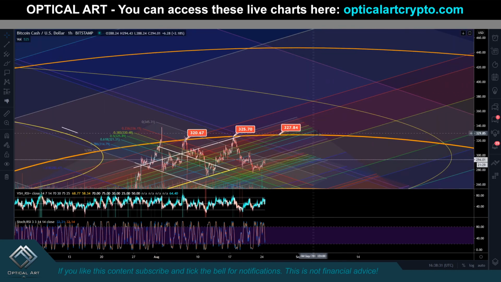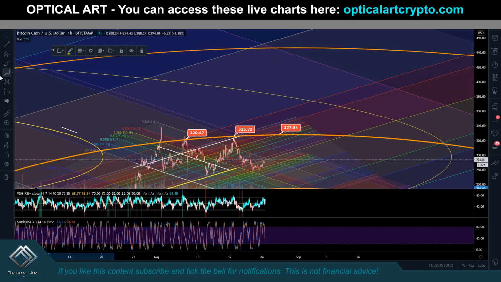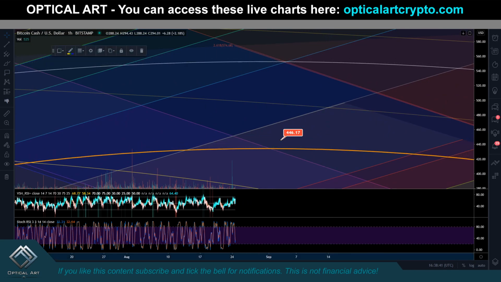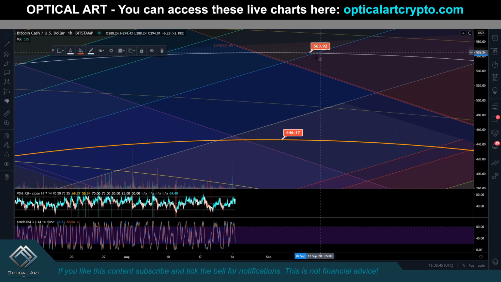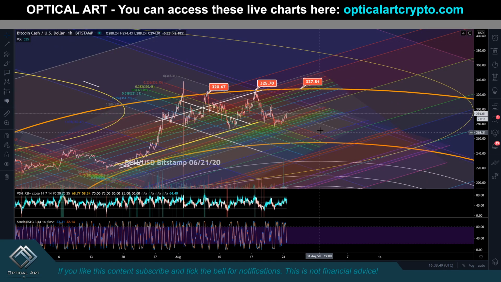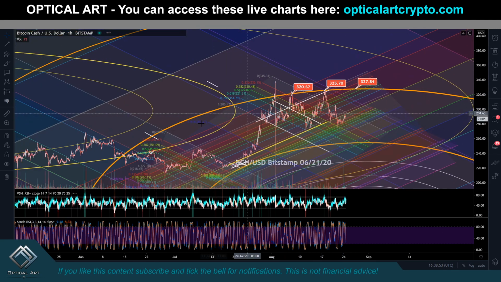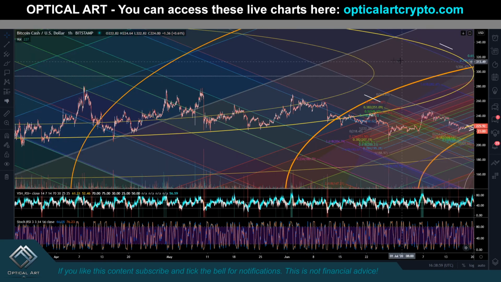So again, if we push above this ring, a macro target to the upside for Bitcoin Cash would be $446. Your next ring above would be up here at $563. But again, those are macro targets. You also are respecting this yellow fib circle as well. You can see how well price has been respecting this. Resistance, support, support, resistance, so on and so forth.